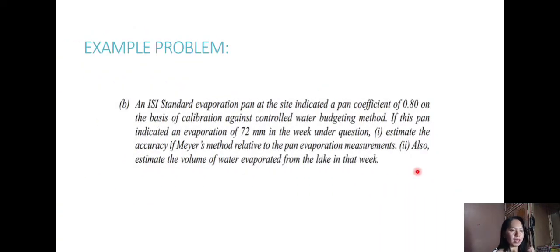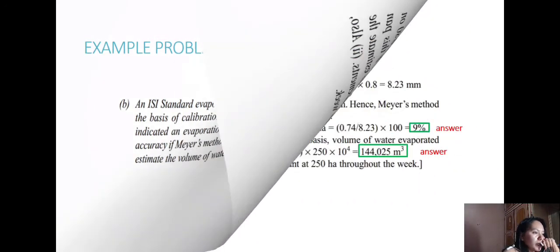The next problem: an ISI standard evaporation pan at the site indicated a pan coefficient of 0.80 on the basis of calibration against the controlled water budgeting method. If this pan indicated an evaporation of 72 millimeter in the week under question, first, estimate the accuracy of Meyer's method relative to the pan evaporation measurements. Second, also estimate the volume of water evaporated from the lake in that week. So here are the solutions.